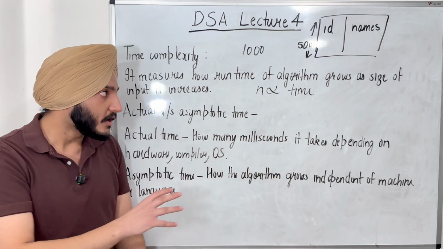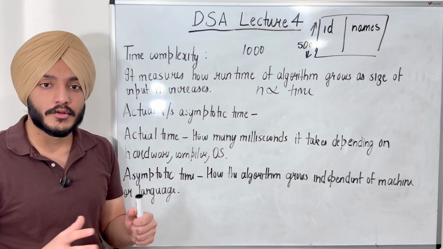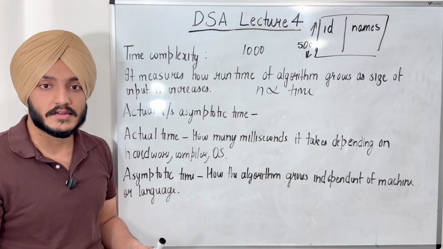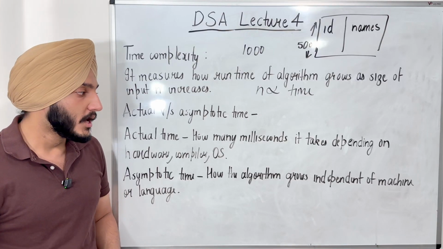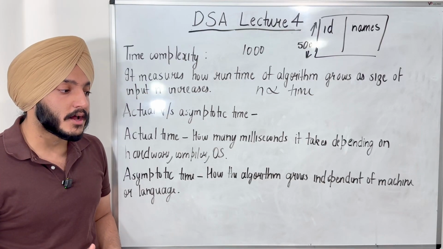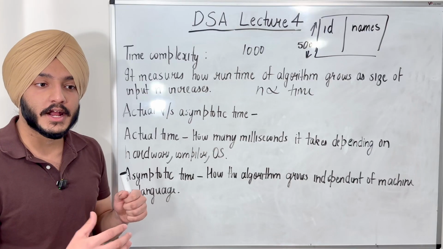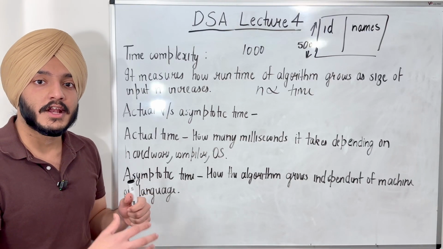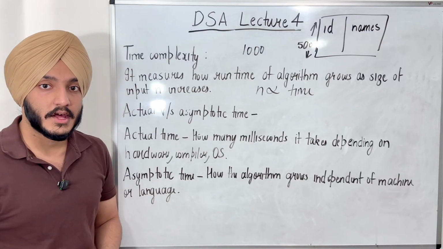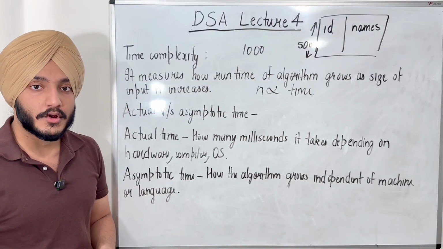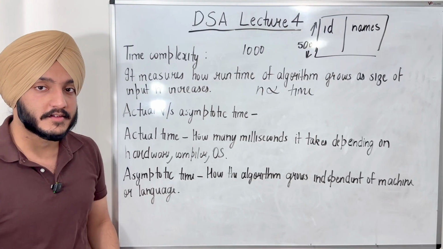This is just a quick idea for you to understand. We will take a look at examples as well, and it will make a lot more sense. But it's just to give you an idea that we're not considering the actual time. We are considering, in general, how much the time would increase. So now let's take a look at a few notations for time complexity.